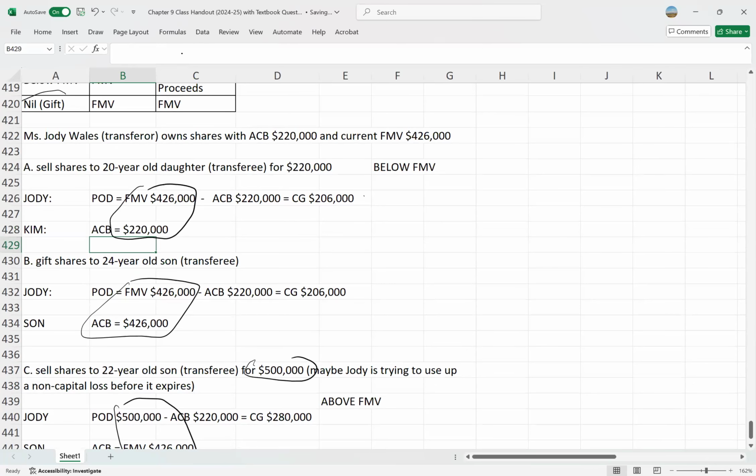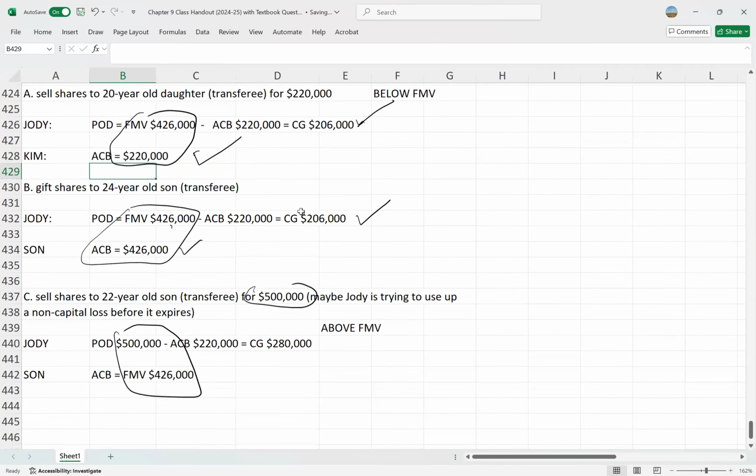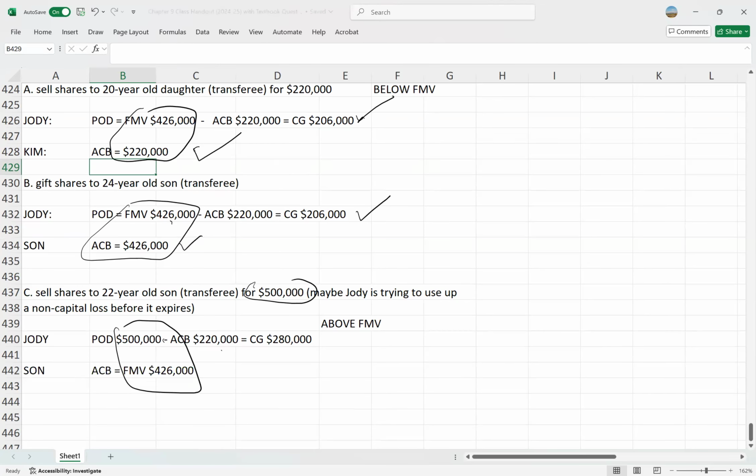So Jody, 426, 206. Kim, 220. You're right. For the 24-year-old son, 426, 220, 206. Son, 426. For the third scenario, Jody, 500 minus 220, capital gain 280, and then the son's adjusted cost base 426. Yes, you're totally right. Thank you for pointing that out. Any other questions before we go to the next handout?